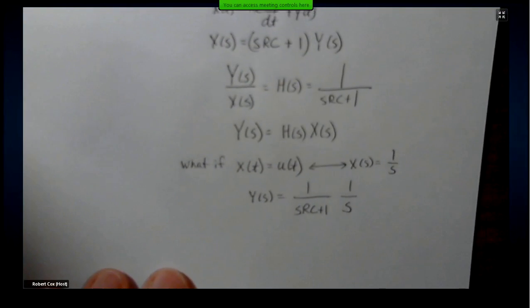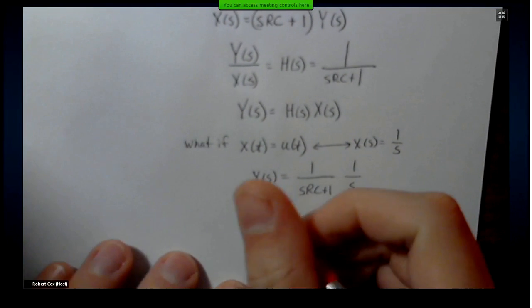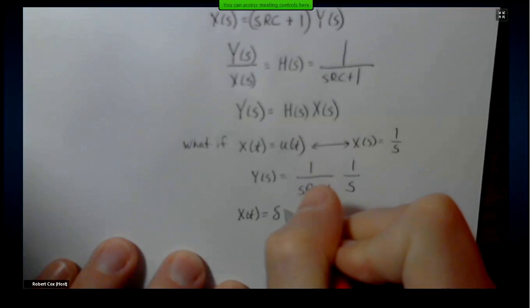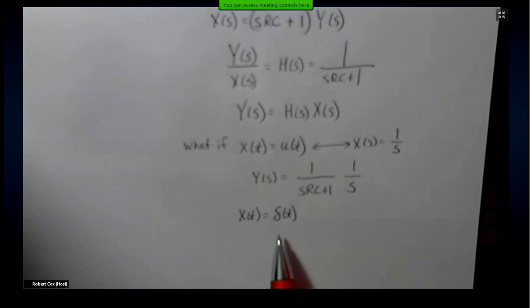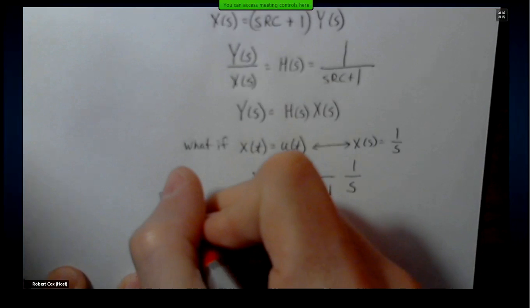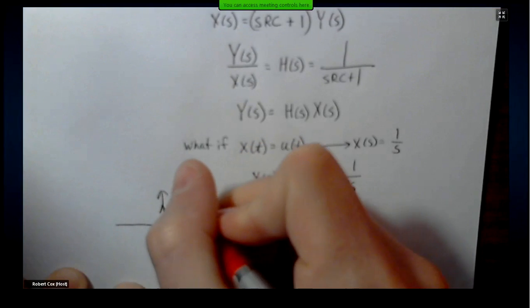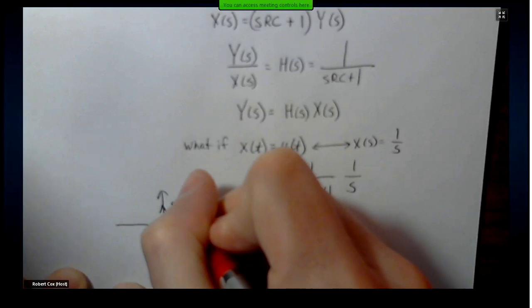Now, the other type of input we talked about the other day was what happens if I have x of t equal to an impulse. So I basically just suddenly apply, so that what that means, remember, is that here's the impulse.